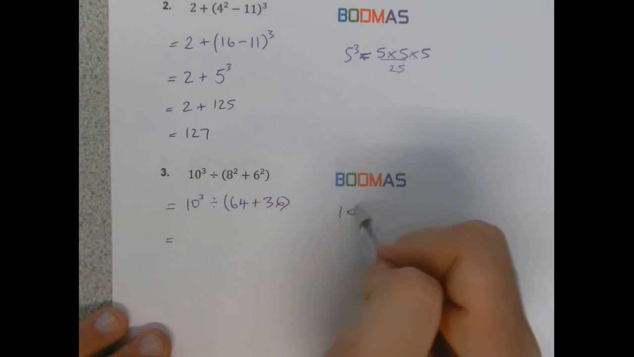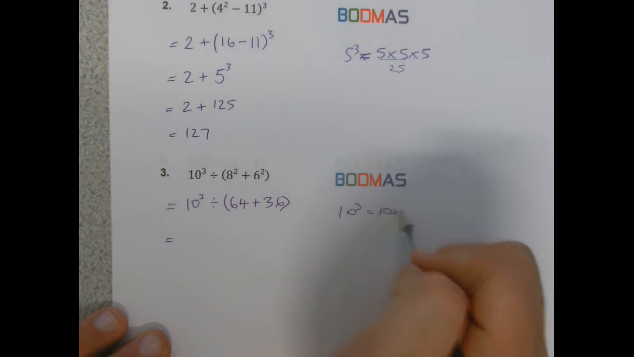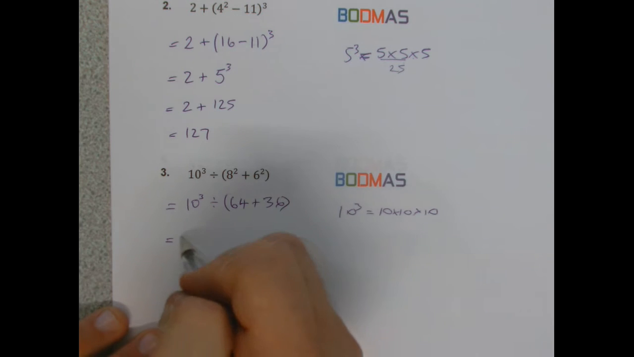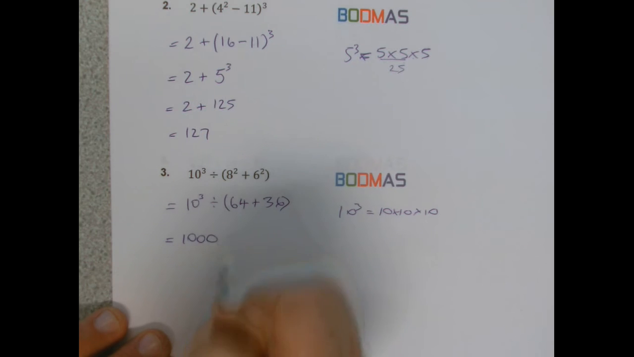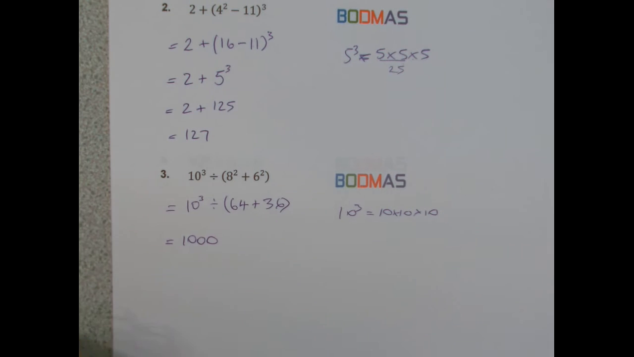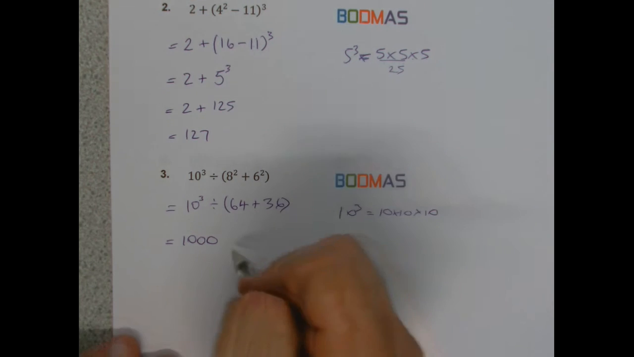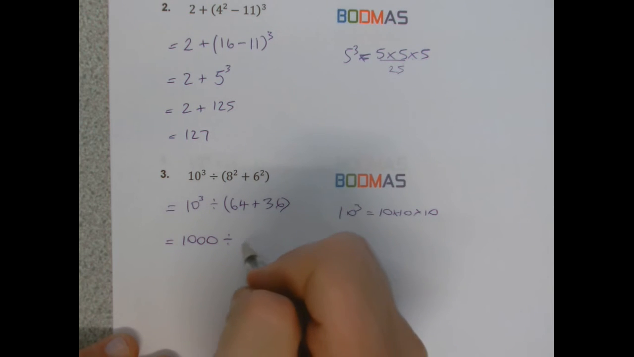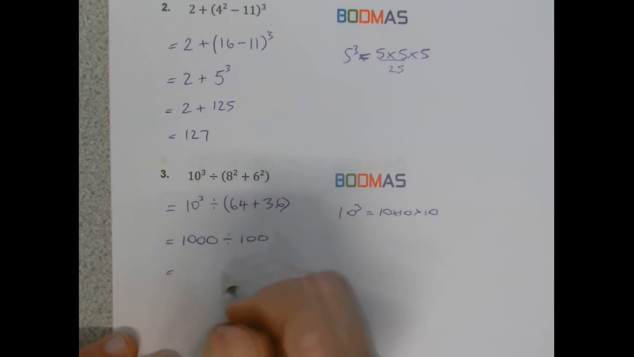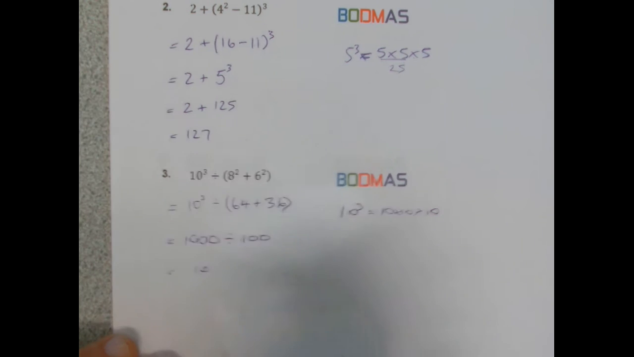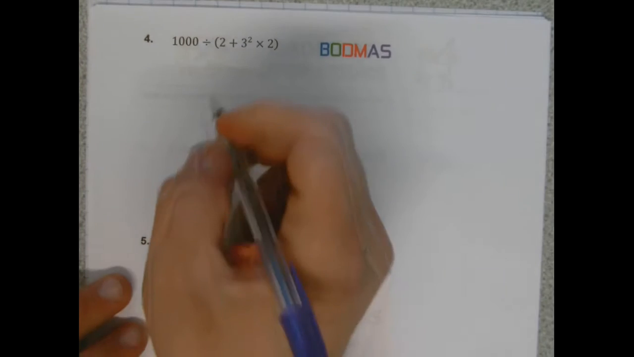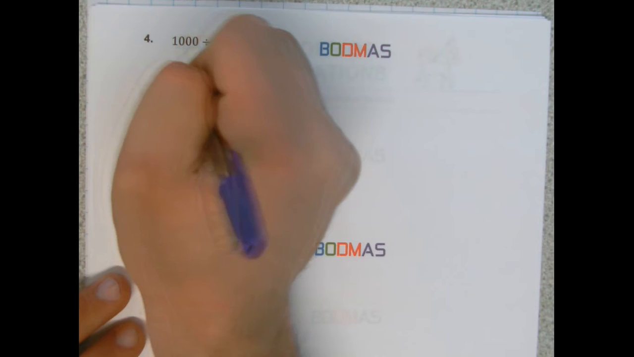10 cubed, of course, is 10 times 10 times 10. Okay, which is 1,000. Okay, 10 times 10 is 100, times 10 is 1,000. Divide then, now that bracket, 64 plus 36 is 100, and 1,000 divided by 100 is 10. Okay, because 100 goes into 1,000 10 times. Okay, question 4, right? Now we've got 1,000.